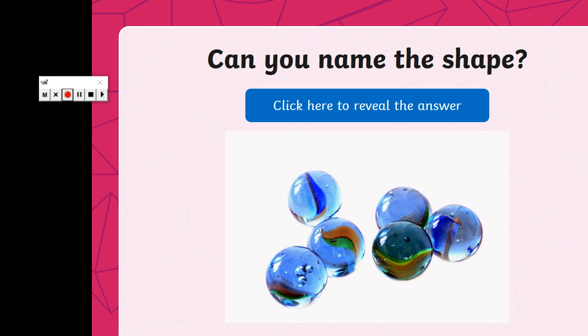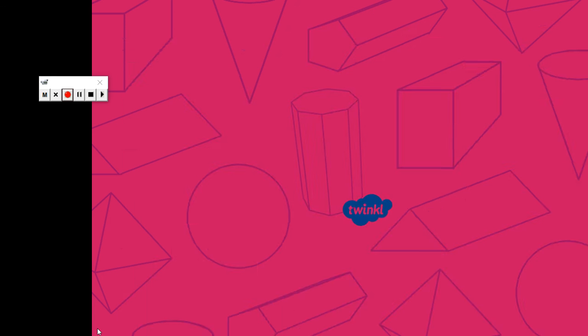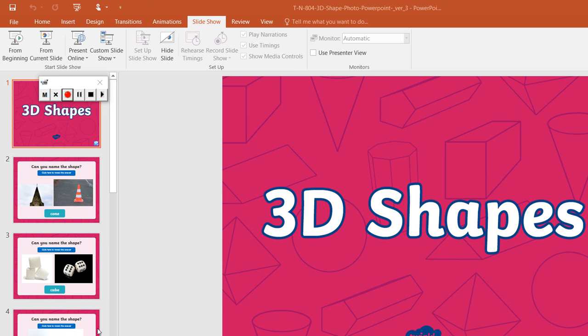Okay, these are marbles. So what shape is a marble? A marble is in fact a sphere. Although it looks like a circle on the board, it's in fact 3D because we can see where the shadows lie. So we can see the shadows lie in here. So it shows me that it's a 3D shape and it is a sphere, which is quite a hard word to say. So have a practice of that. So a huge well done for those.